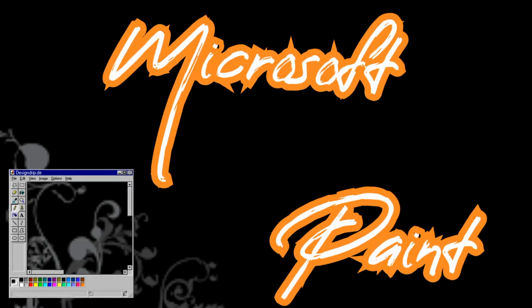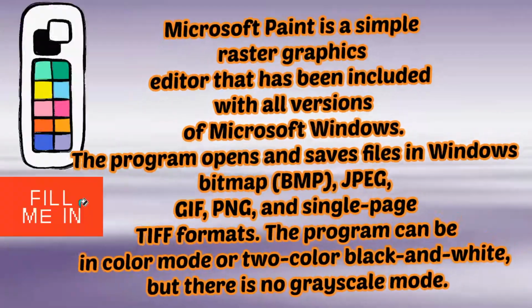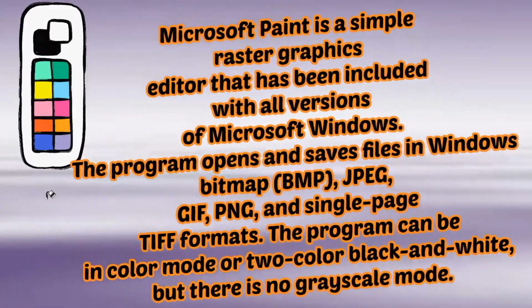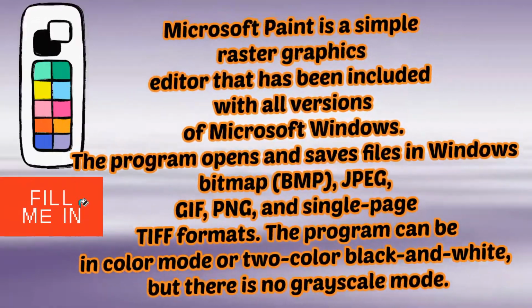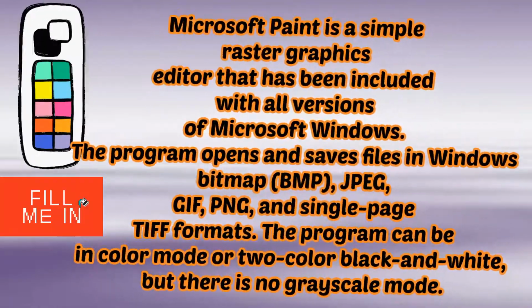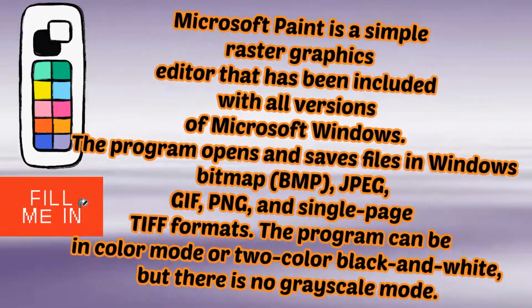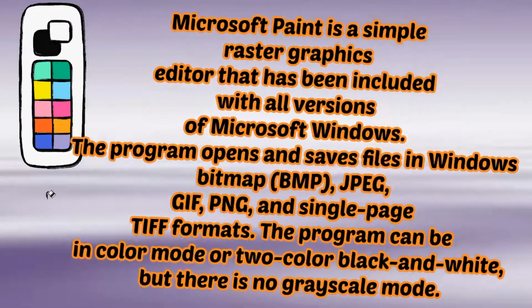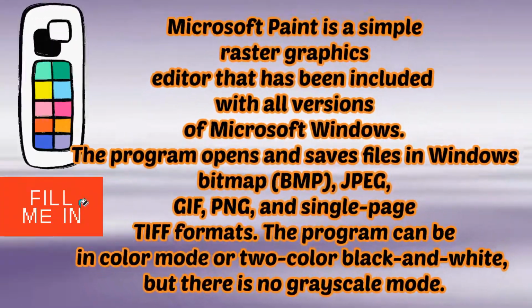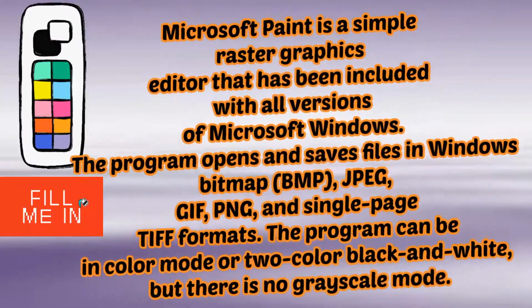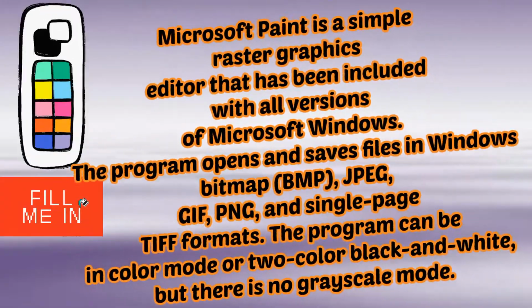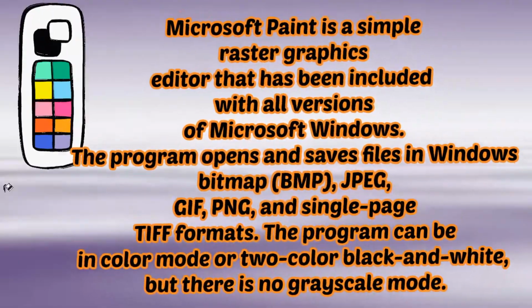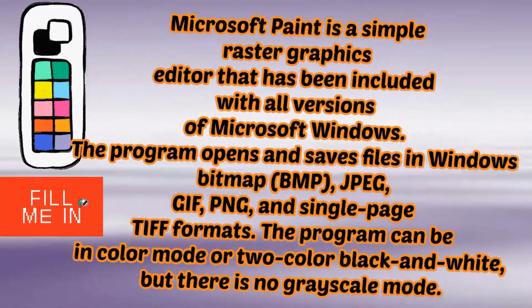So firstly, I will tell you what Microsoft Paint is. Basically, Microsoft Paint is a simple raster graphic editor that has been included with all versions of Microsoft Windows. The program opens and saves files in Windows with the extensions bitmap, JPEG, GIF, PNG, and single page TIFF formats. The program can be in color mode or two color mode, which are black and white, but there is no grayscale mode in the Microsoft Paint application.